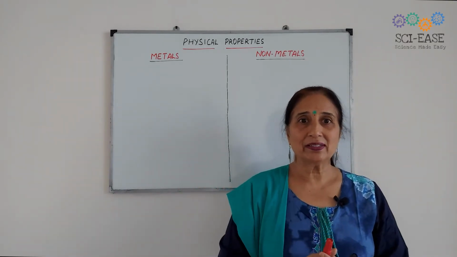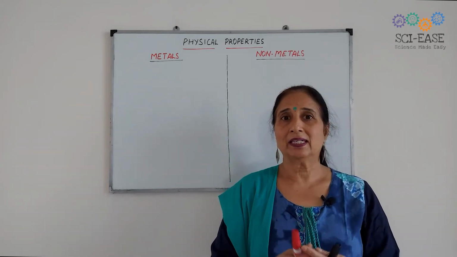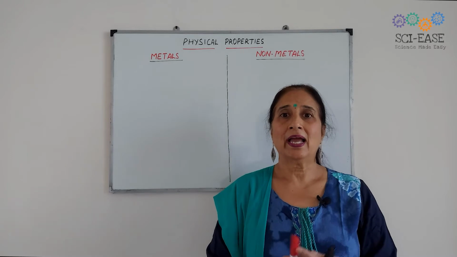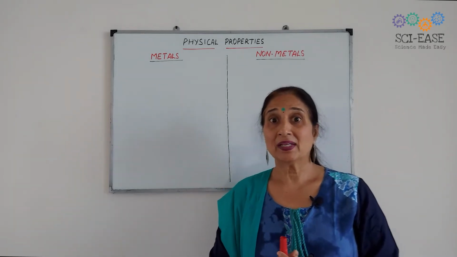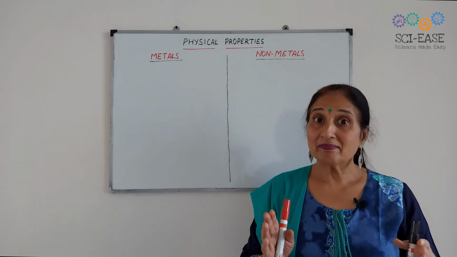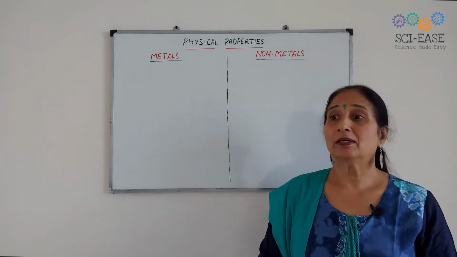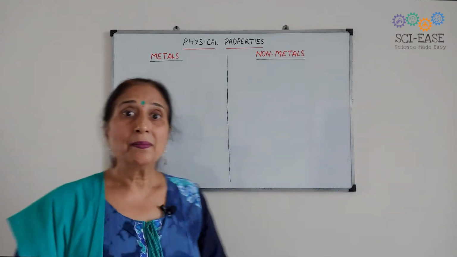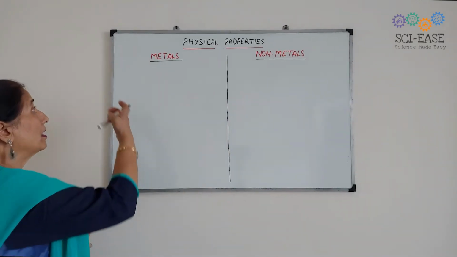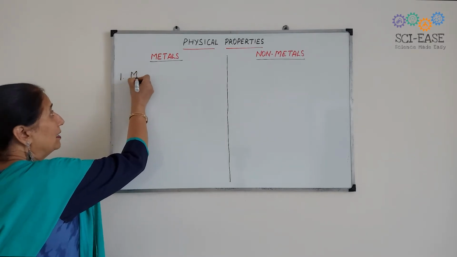Take some materials like iron, tungsten, aluminium. They are quite hard. They are very hard. So the first property of the metals, that is, metals are hard. Metals are usually hard.